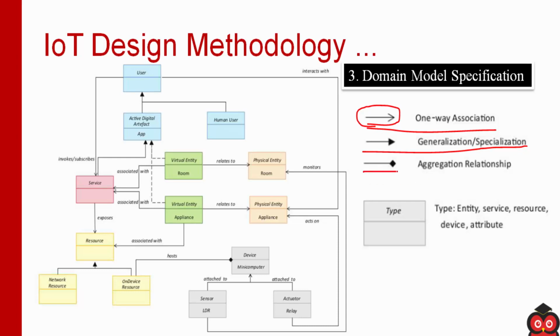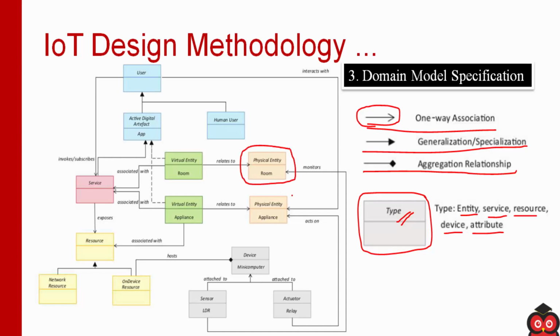Okay, when you see this kind of arrow with a filled diamond head, that kind of relationship is called an aggregation relationship. And these rectangle boxes with two compartments are called entities. The type of entity that represents can be an entity, or a service, or a resource, or a device, or an attribute that belongs to a particular object. Okay, right. So you can see here, I told you there are two physical entities.